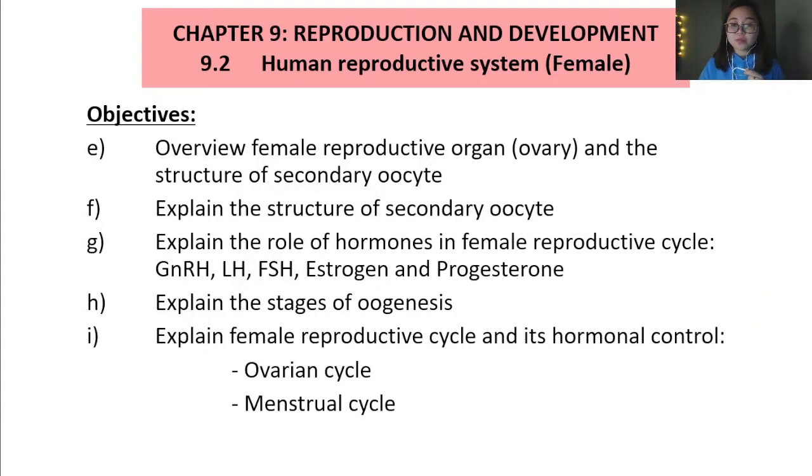Here are the learning objectives for this lesson. I hope that by the end of this lesson, you would be able to give an overview of the female reproductive organ and the structure of the secondary oocyte. Then you should be able to explain the role of hormones in the female reproductive cycle, explain the stages of oogenesis, and last but not least, explain the female reproductive cycle and its hormonal controls. We are focusing on the ovarian cycle and the menstrual cycle.